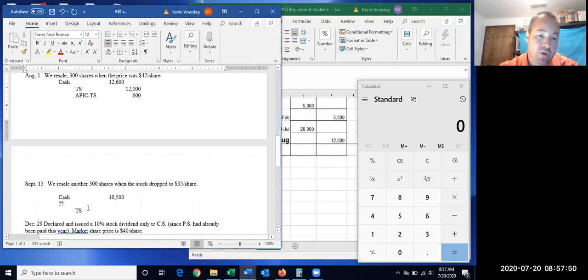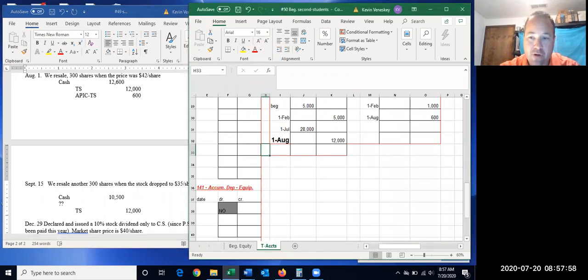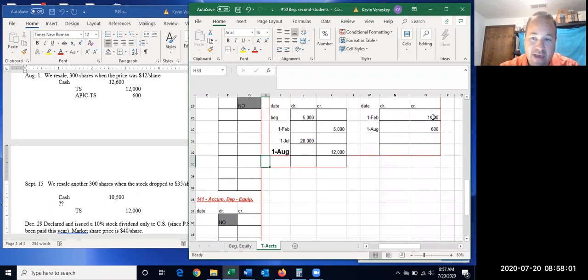We're getting rid of 300. We're getting rid of another 300. So that's 12,000 again. The difference here, 1,500. If I look in my temporary gain account, I have just enough to cover that. So I don't have to go to retained earnings and take a little bit more of a loss. I can put here 1,500 and still not go below 0.